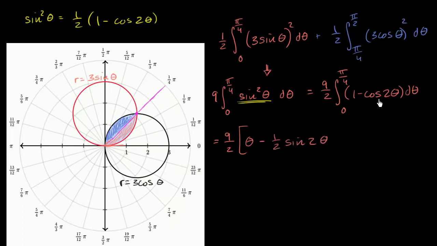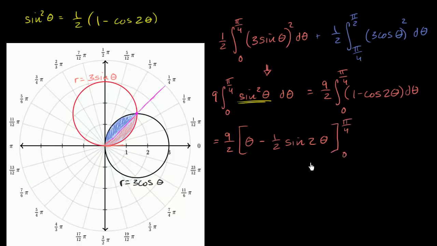You could do u substitution and do it like this, but you might be able to do it in your head. You can verify that the derivative of sine of 2 theta is going to be 2 cosine of 2 theta, and then you multiply it times the negative 1/2, and you just get a negative 1 right over there. And so then we are going to evaluate this at pi over 4 and at 0.